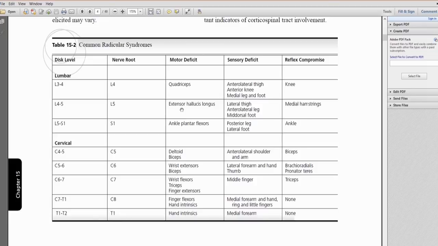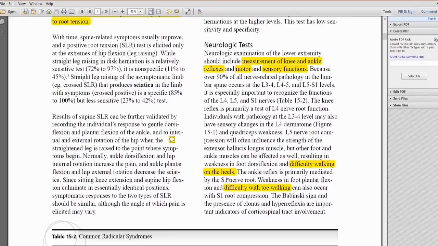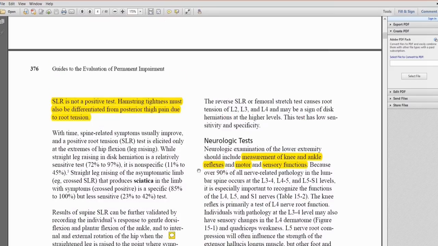And he ended up diagnosing S1 radiculopathy, all the while making descriptions of weakness of testing of the extensor hallucis longus. And the report was so bad, and the doctor did not make any mention and never took the time to do heel walking and toe walking. And you can see here by this reference in the AMA guides on page 376, the AMA guides are clear in describing heel walking and toe walking.